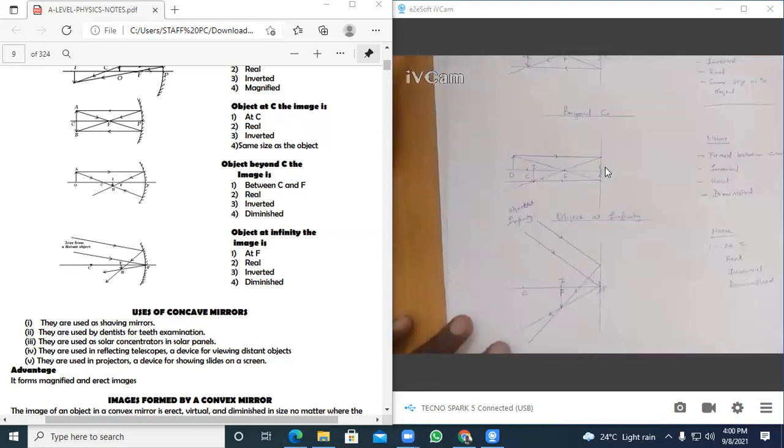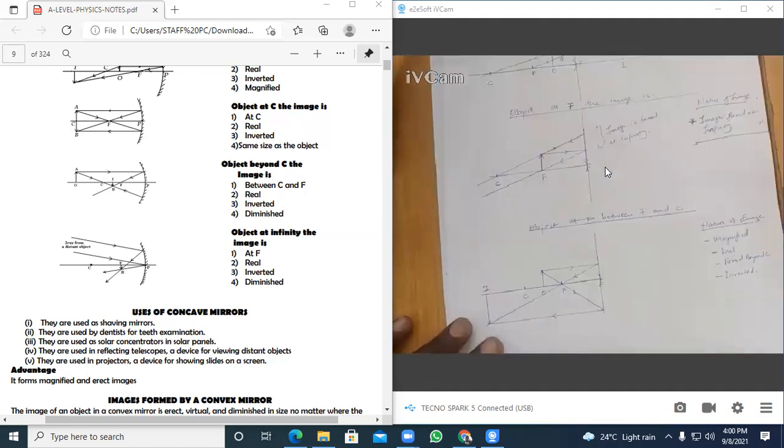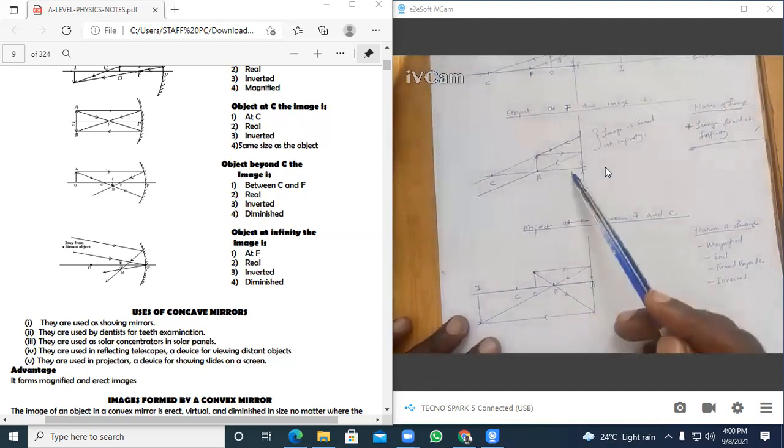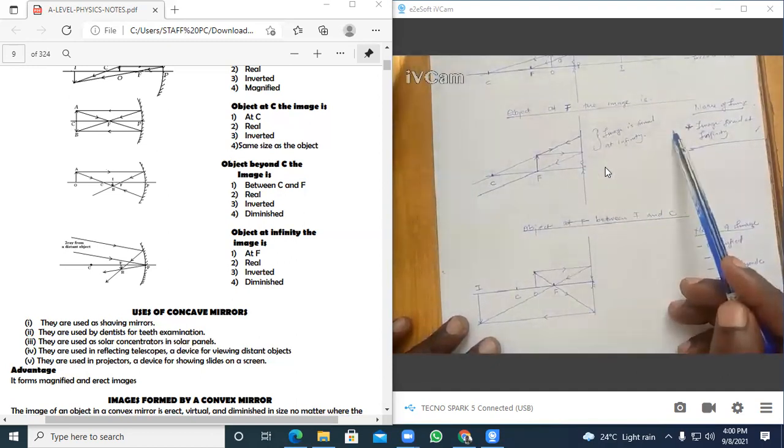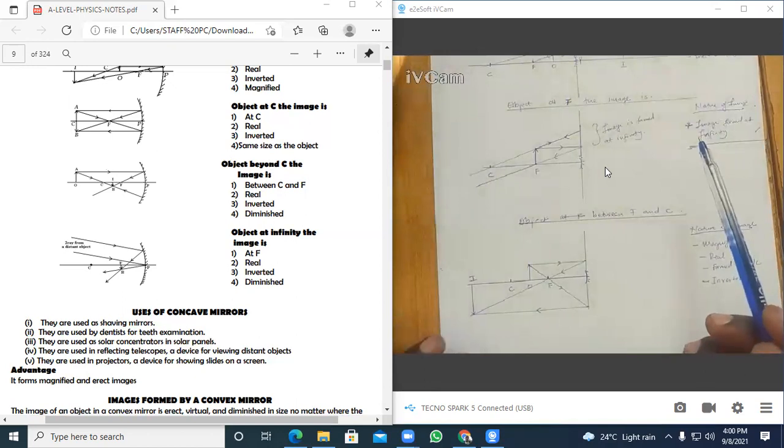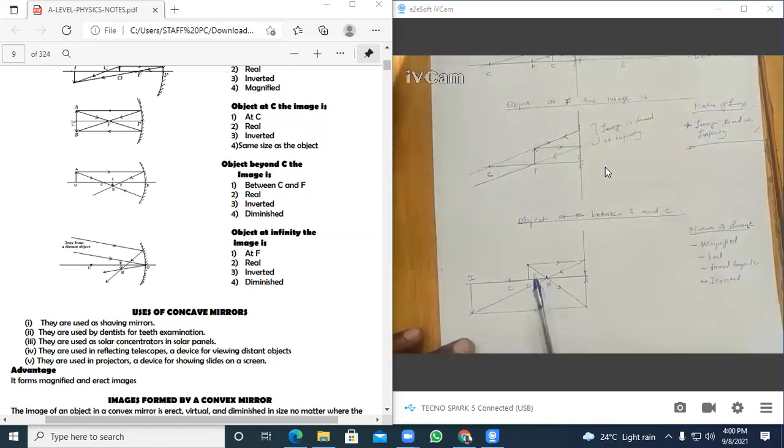But also, if the object is at infinity, the image is at what? Yes, at F. Do you get it? So if you place the object at infinity, the image is formed at F. And if you place the object at F, the image is formed at where? At infinity. And if you place it at C, it is formed at C.